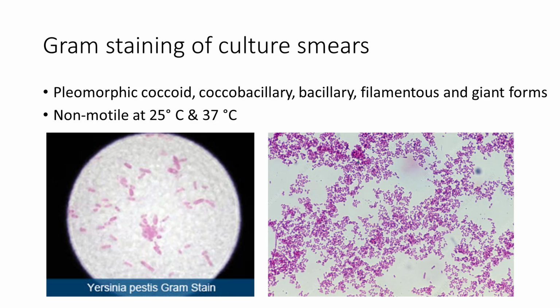When we have obtained a growth on culture, we do a Gram stain. Plague bacilli are seen as pleomorphic coccoid, coccobacillary, bacillary, filamentous and giant forms. They are non-motile at 25 degrees Celsius and 37 degrees Celsius.